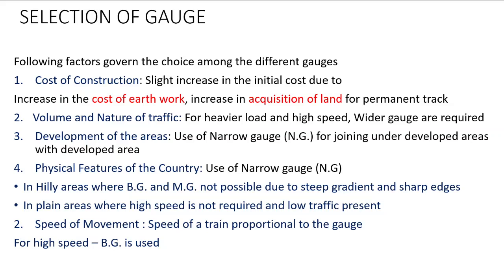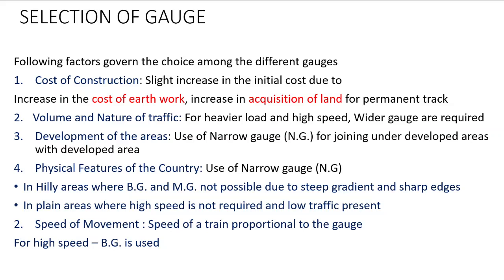So the second factor is volume and nature of traffic. For heavier load and higher speed, we prefer wider gauge. If the load in the train is more and the train is running at a high speed, in that case the gauge, that is the inner distance between the faces of the rails, should be wider.